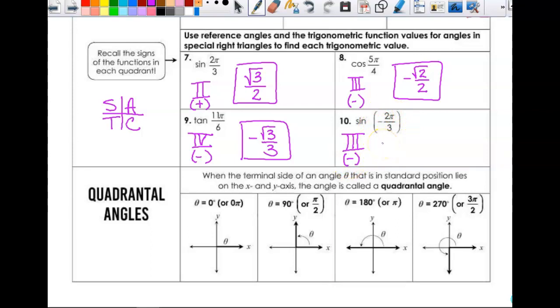So now I just care about pi thirds. What's the sine of pi thirds? Square root of 3 over 2. And I make it negative, so it's negative square root of 3 over 2. Make sense? See that thought process there? Because if you know the first quadrant, you know everything else, as long as you can figure out what quadrant your angle's in. All right, so let's talk about quadrantals again.